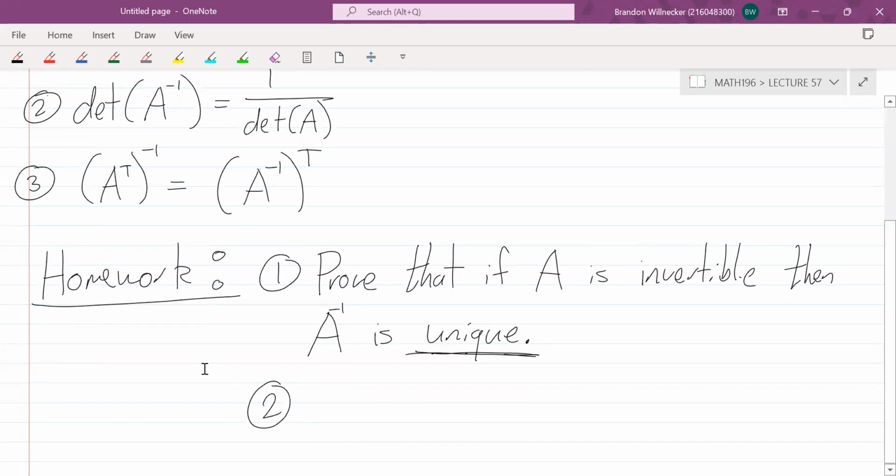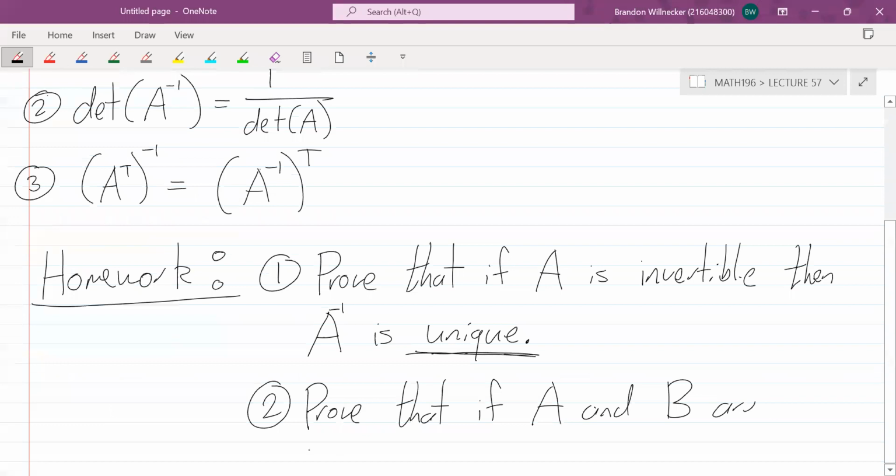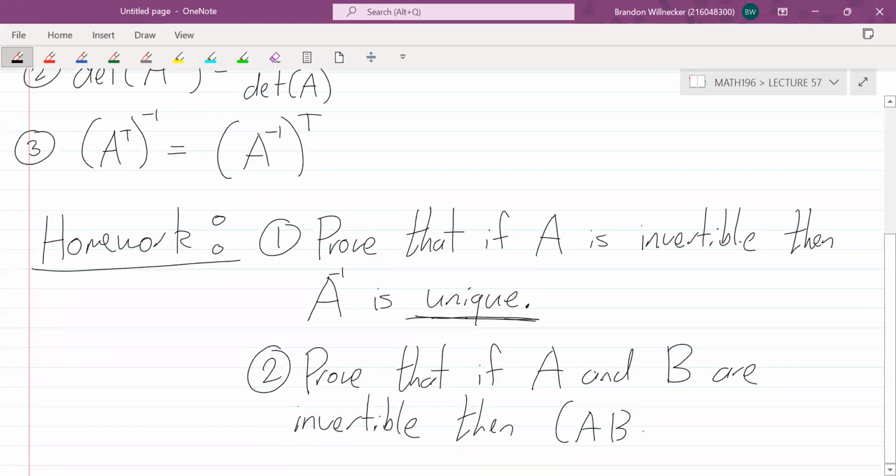Number two, prove that if A and B are invertible, then (AB) inverse exists. So if A and B are invertible, then their product is also invertible, and it's given by B inverse A inverse. So you can prove that.